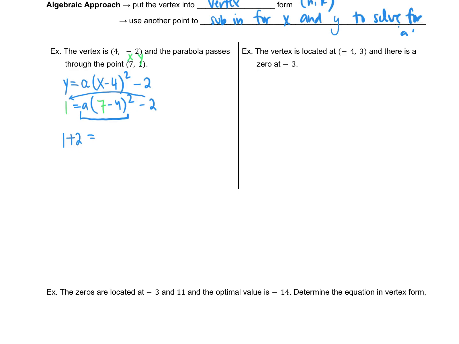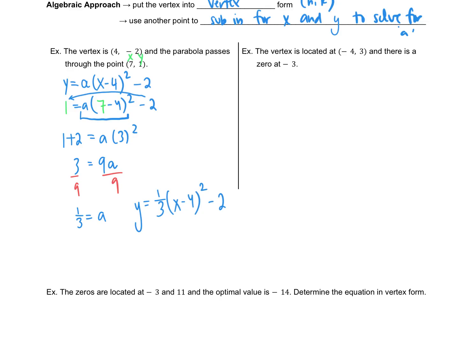Now inside the bracket, just going to clean up. 7 minus 4 is 3. And then in my next step, 3 squared is 9. And I like to write 9 times a instead of a times 9. And then 1 plus 2 is 3. And now for our final step, we'll divide both sides by 9. And we get a third for a. So our vertex form equation is y equals 1/3, then x minus 4 to the power of 2, subtract 2.